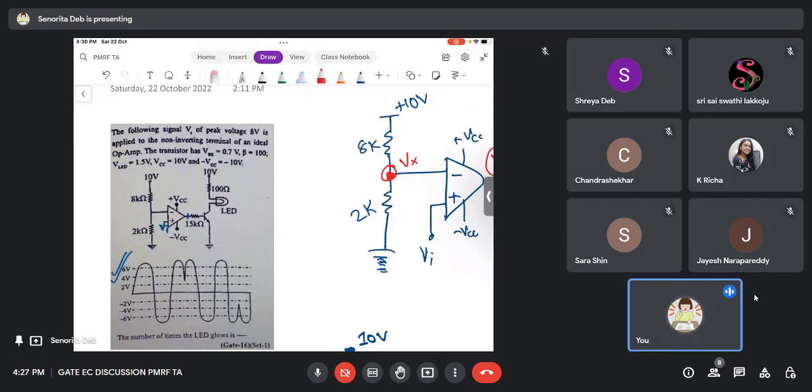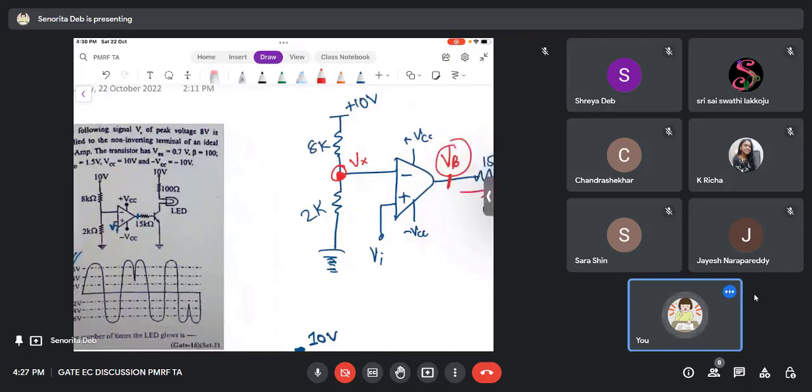So your first task will be, what is the voltage Vx? It is the simple voltage division rule. So what is Vx? Vx is nothing but 2 by 2 plus 8 into 10, which is 2 volts, right?